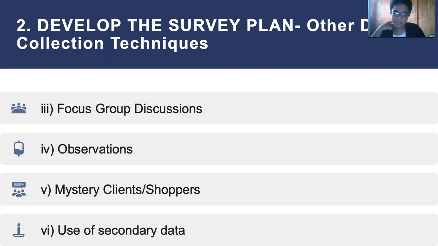So you send your field interviewers, they act as clients or customers. They see how your response is. They see how you're treating the customers, see your behavior. And then after that, you can use that to say whether the training worked or not. Secondary data is using data that is already published. So these are the types of techniques. Briefly: interviews, self-administered surveys, focus group discussions, observations, mystery client or mystery shopper surveys, and use of secondary data. Next, please.